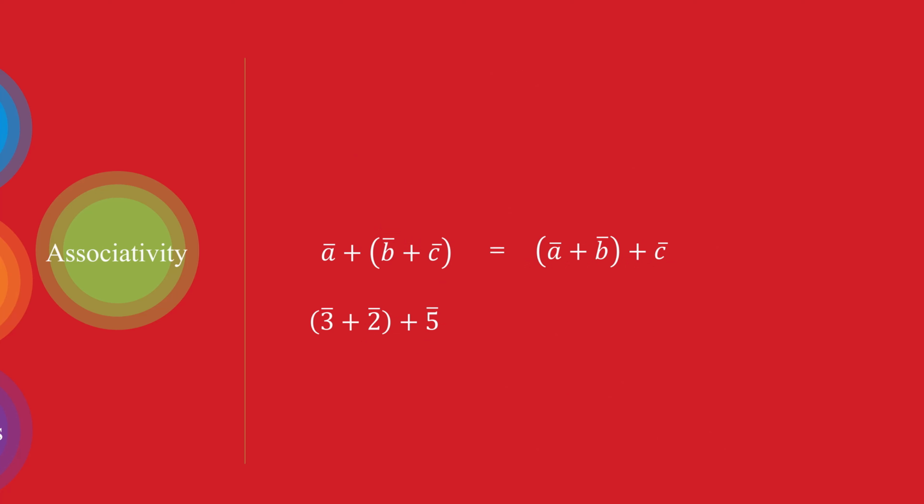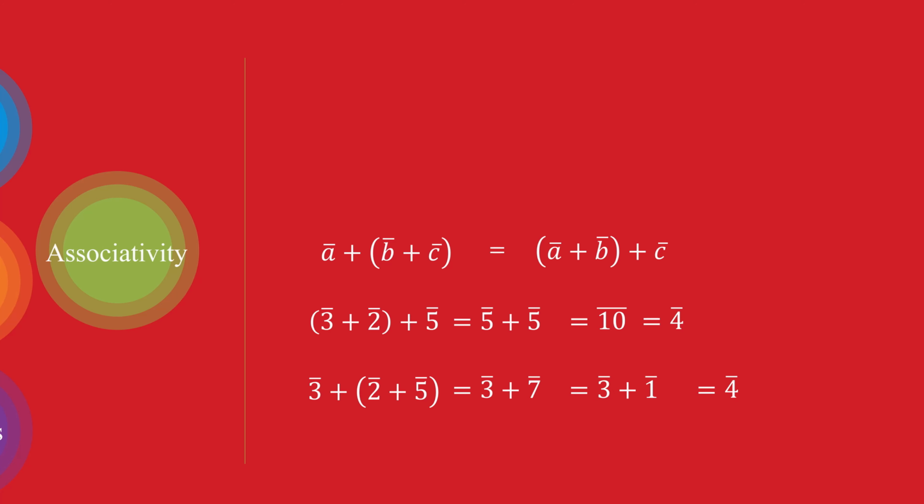So first we'll add 3 and 2 and then add 5 to the result. So 3 plus 2 is 5 bar and 5 bar plus 5 bar is 10 bar. But since we are in Z6, we divide 10 by 6 and we write down the remainder. So that is going to be 4 bar. Now next let us add 2 and 5 first, and then to it we'll add 3 bar. So 2 plus 5 is 7 and 7 divided by 6 gives us remainder 1. So that is going to be 3 bar plus 1 bar, which again gives us 4 bar. So that verifies your associativity.